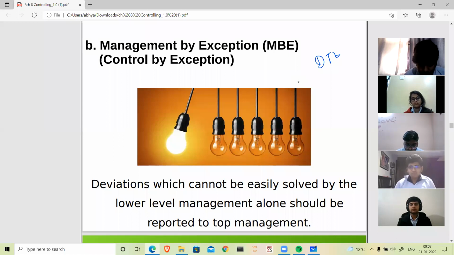So deviations which cannot be easily solved by the lower level management alone should be reported to the top management only. Not the whole of the deviation should be reported to the top management, as top management is already busy. So they should focus only on the major deviations, not on the minor deviations. Minor deviations can be solved only by the lower management and the subordinates.